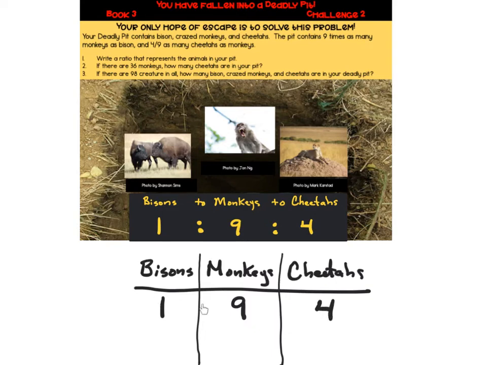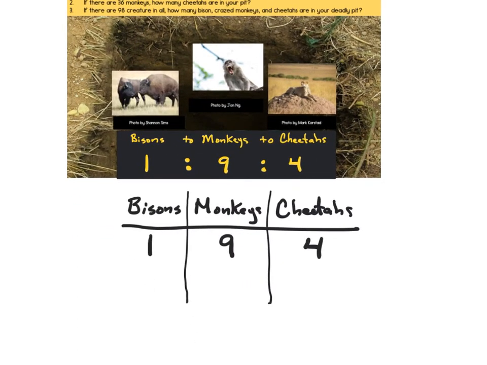So this is the first step. What I'd like you to do right now is pause your video and make sure you have this triple-decker T-chart all copied exactly as it is, and then we'll finish this up.